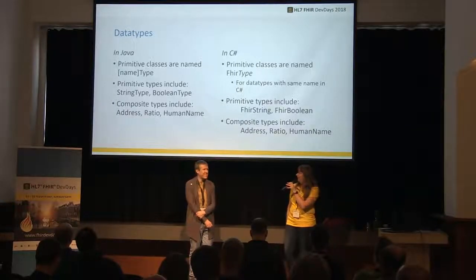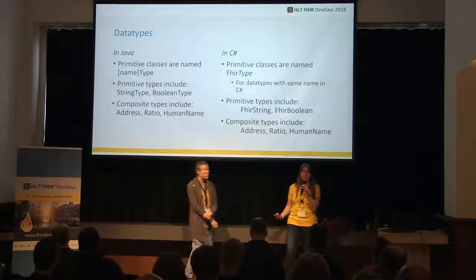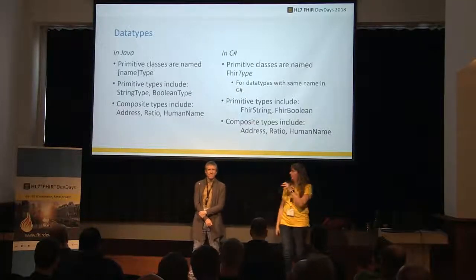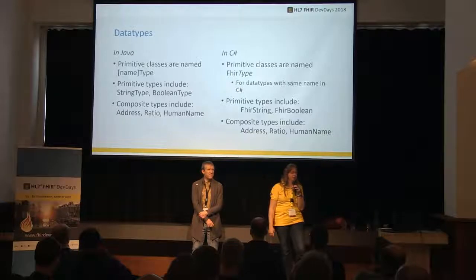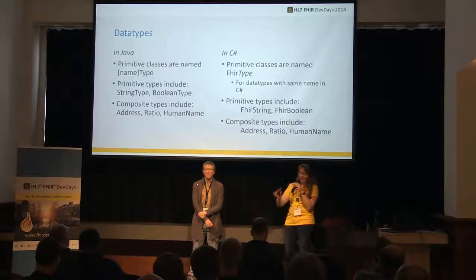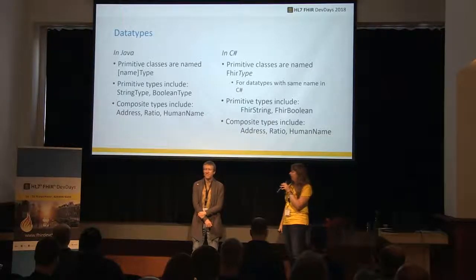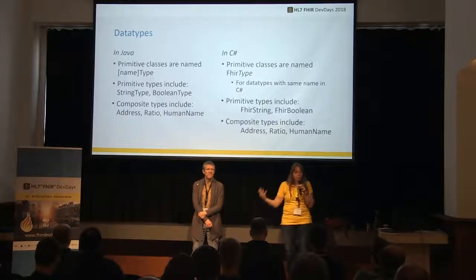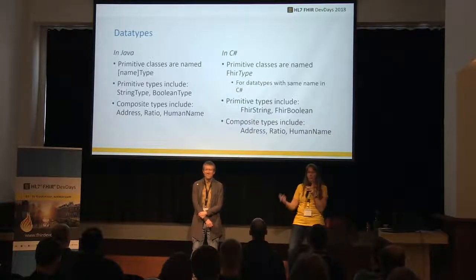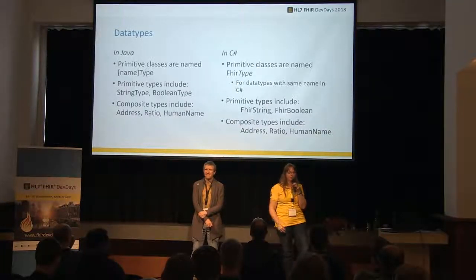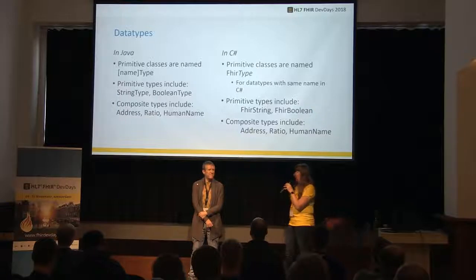So the next one is the data types. This is a combined slide with both Java and C#, because, again, you can see the similarities. All of the primitive types have classes assigned to them, and for primitive types in Java, it's called the name and then Type attached to the name of that primitive type, for example, StringType or BooleanType. In .NET, it's almost the same. It's just that we put Fhir on the type name, so for the string we have FhirString and we have FhirBoolean. Just a matter of different syntax, but the idea is exactly the same.